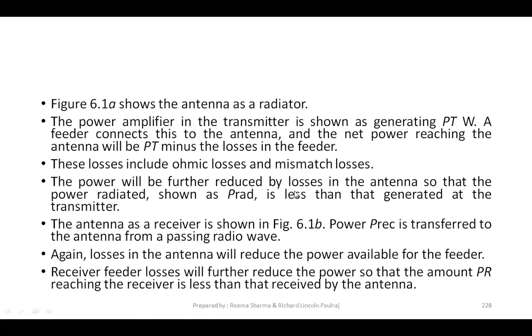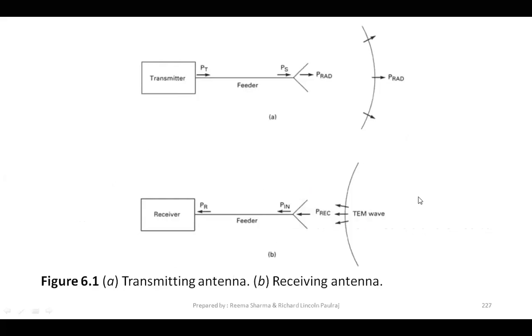The power will further be reduced by losses in the antenna, so that the radiated power, P rad, is less than that generated at the transmitter. That's important, isn't it? So the radiated power and your received power wouldn't be the same. The antenna as a receiver is shown in B, where PREC is transferred to the antenna from the passing radio wave. These radio waves pass through and get into your receiver.